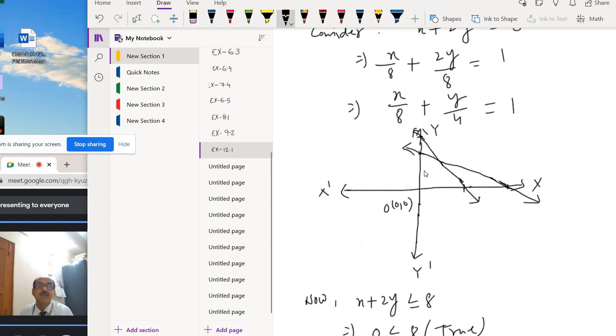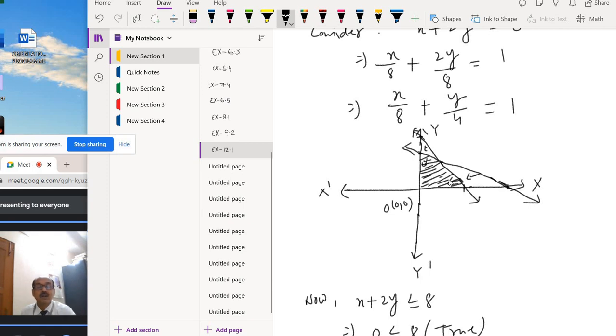That means this line's direction is this side, origin side, and this is also origin side. That means this is the common region. Now we have to find the common region. This part is not common. Only this line is going, but this line is not going. So the common region is this.